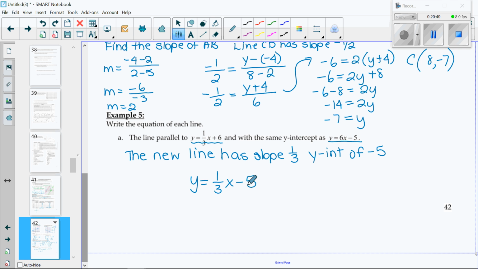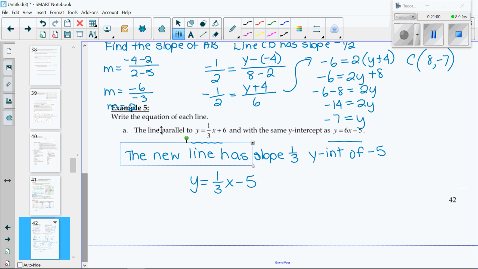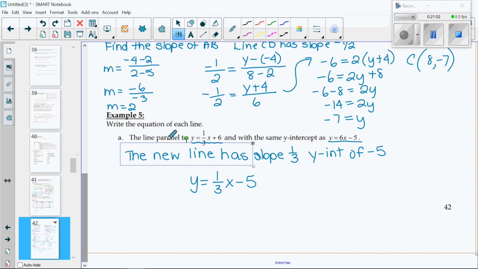Okay, so you're always looking for the clues that it gives you in the question. So you have to know how many lines you are actually dealing with. Well, I have a line. It's parallel to this one. So I'm going to call this L1. This is L2. This is L3. Okay, so you just have to know how many lines you're dealing with.